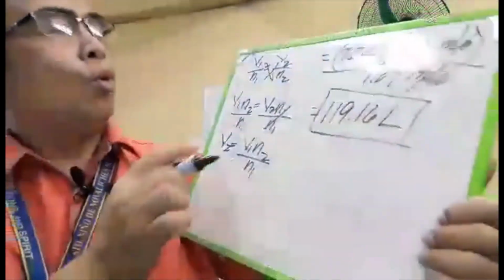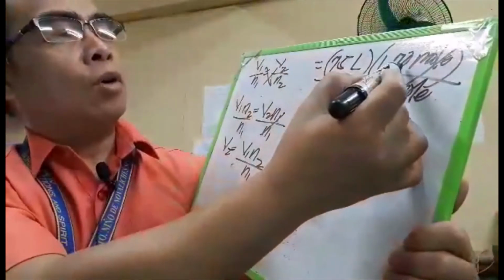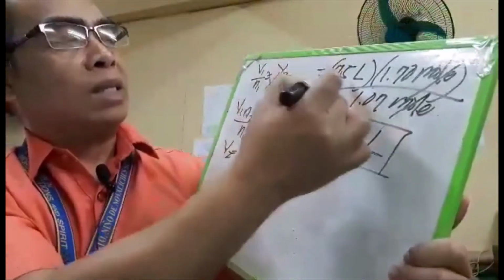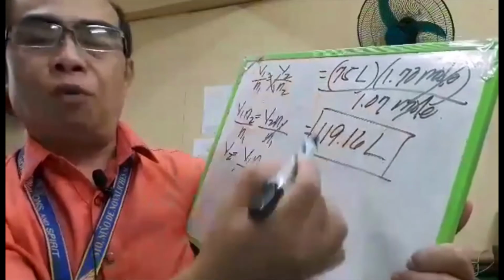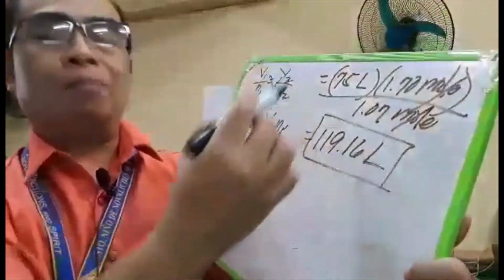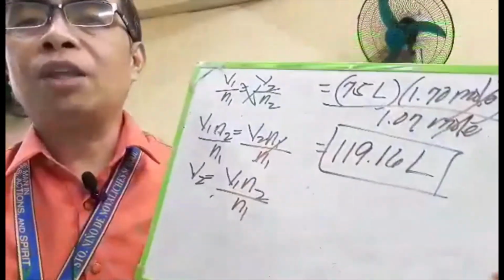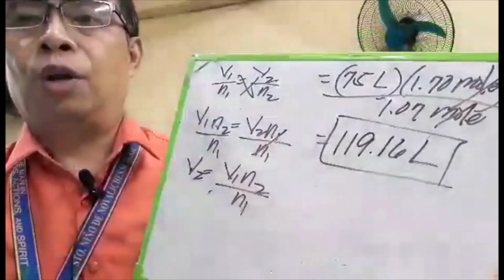As what I've told you, tumaas po yung N2 natin, kaya tumaas din po yung volume natin. Tumaas ang mole, tumaas din po yung volume. So that is something to do with the Avogadro's law. Okay? Avogadro's law, it is the volume-mole relationship.